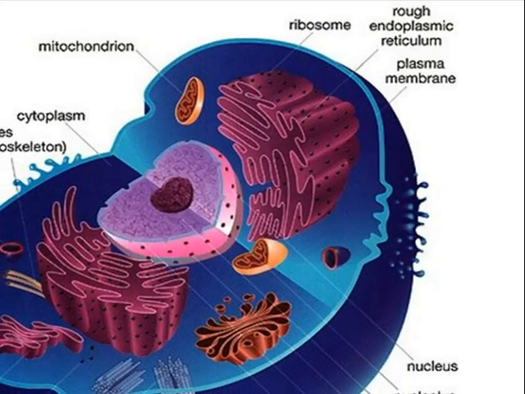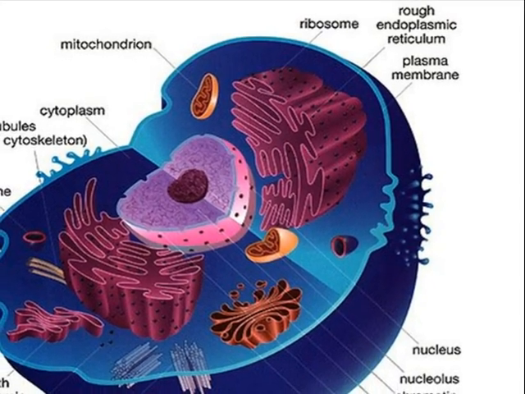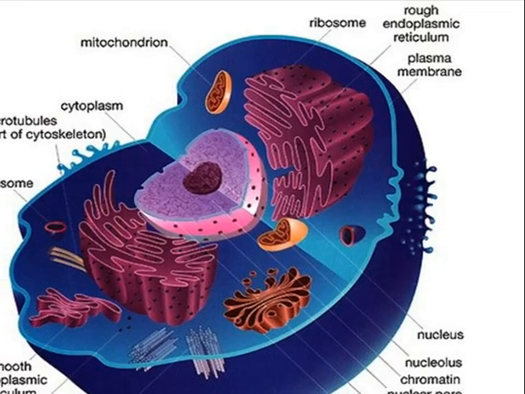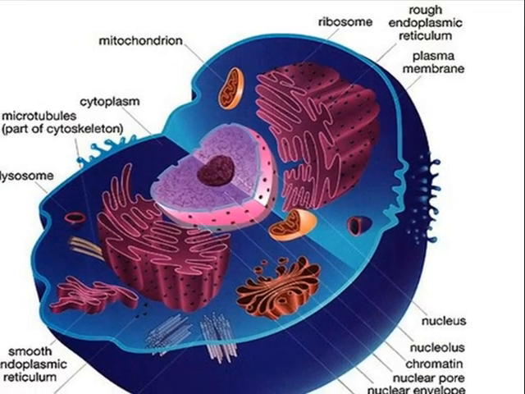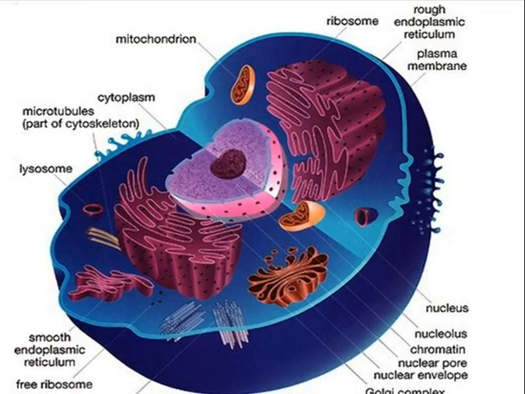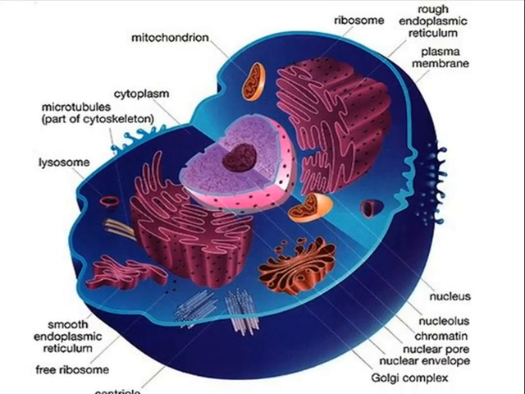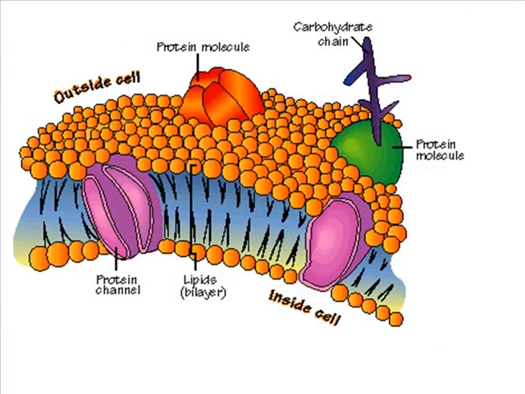Welcome everybody to our tour of the inside of a cell. Today we will be looking at an animal cell. Animal cells have lysosomes and plant cells don't, but plant cells have chloroplasts and a cell wall, and animal cells don't. We will start off by visiting the cell membrane.